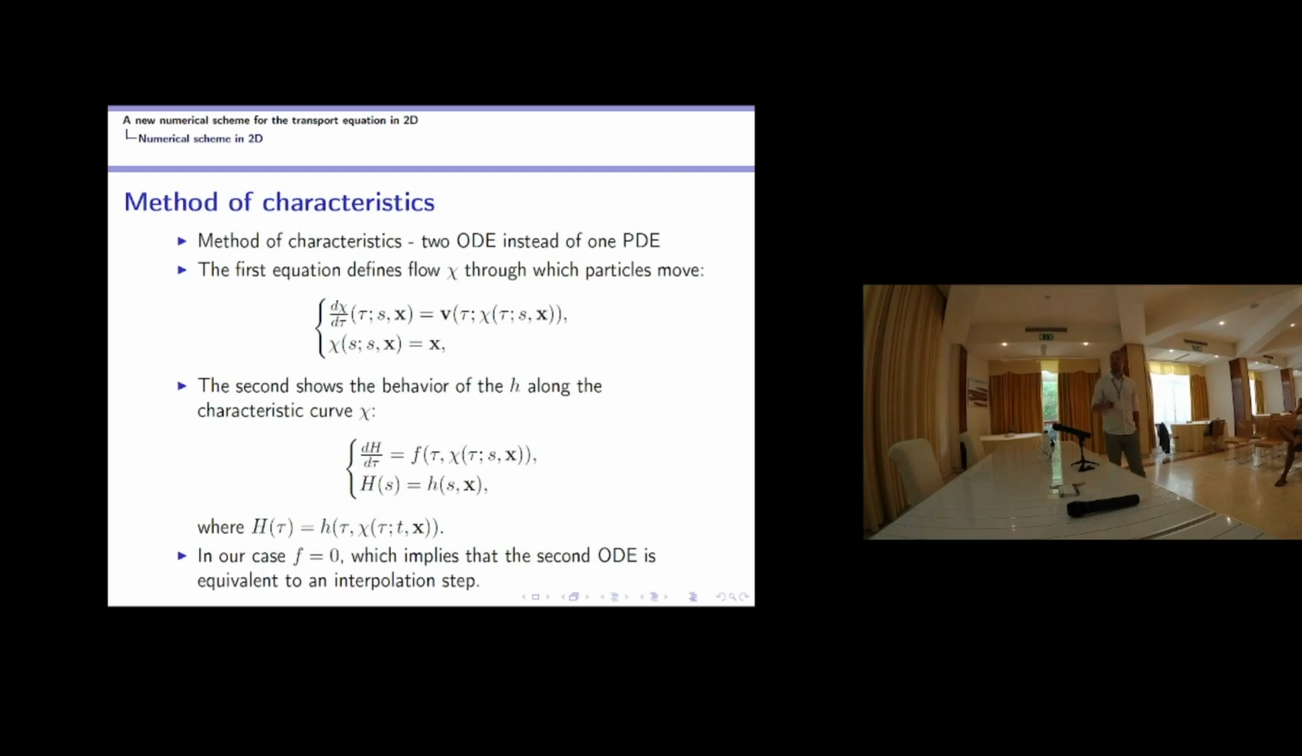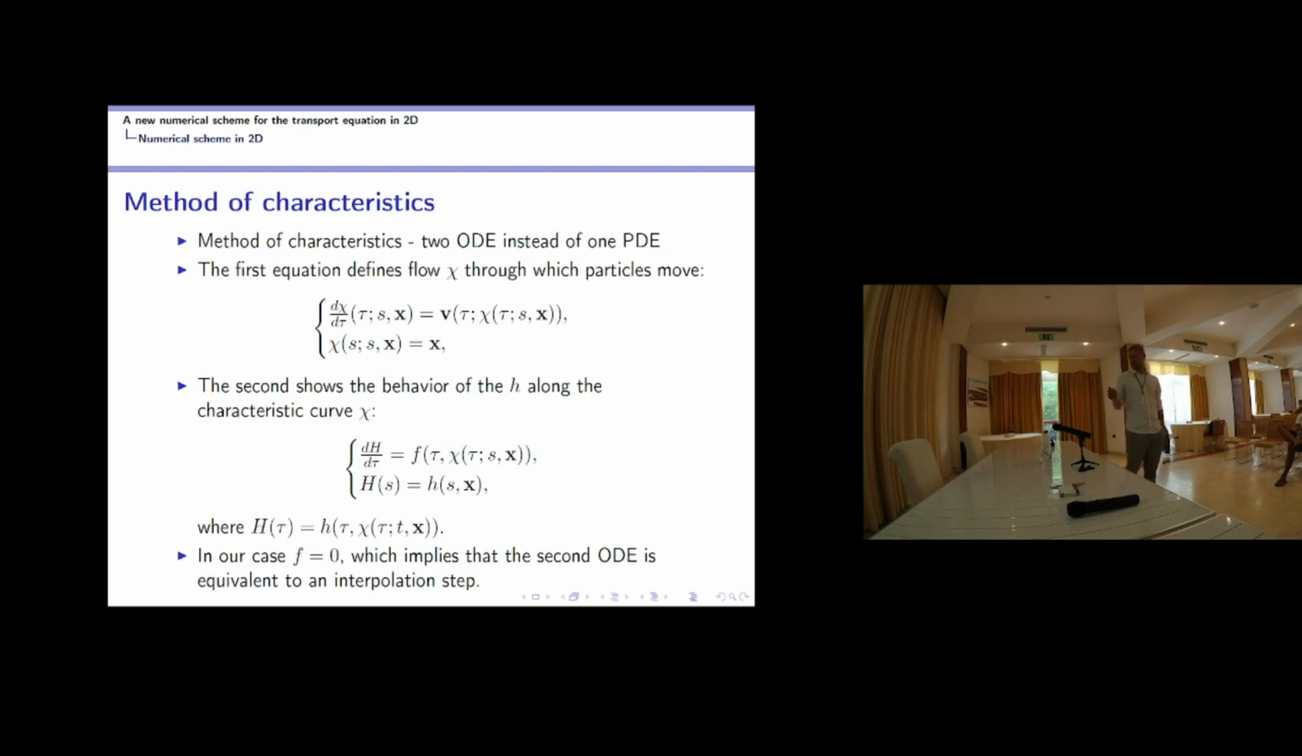So now about the method of characteristics. You know that we can use the method of characteristics to show that, for example, the transport equation has a unique solution, and we want to use that idea for numerical purposes. So instead of solving 1 PDE, we will solve 2 ordinary differential equations. The first one defines the flow C, through which a particle moves, and the second one shows the behavior of function h along that characteristic curve.